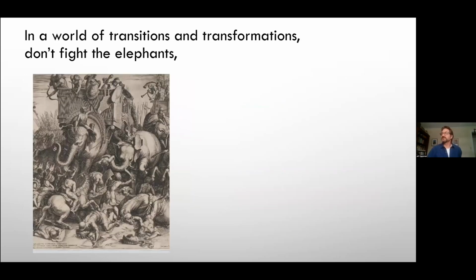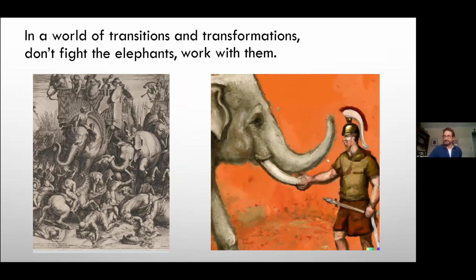So in a world of transitions and transformations, don't fight the elephants, work with them. This is me having fun with DALL-E, the AI drawing tool. I said, show a picture of Roman soldiers cooperating with elephants. And that's what they came up with. I thought that was kind of funny.